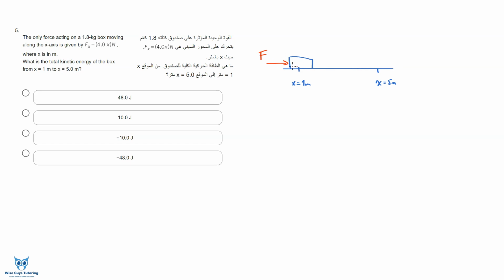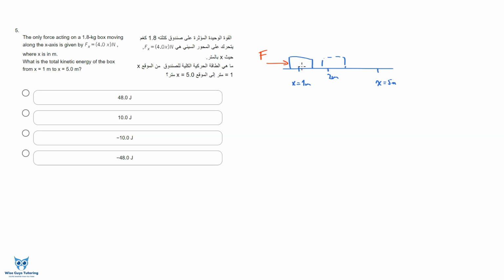That means when you're over here, the force will be 4 times 1. The force here will be 4 newtons. But by the time you're at position 2 meters, this is going to be 4 times 2, and the force is going to be 8. And by the time you're at 3, it'll be 12, etc. So the force here is variable. That's what this means. The force is a function of the position here.